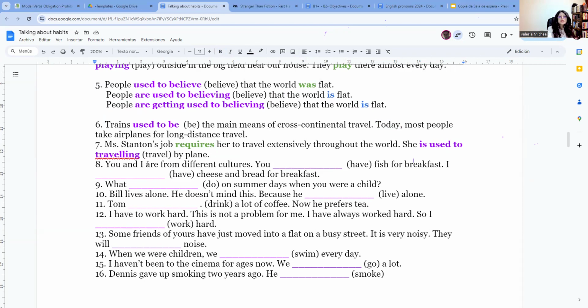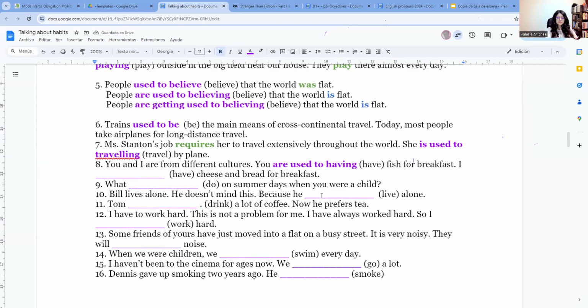All right, good. Then we have number 8. You and I are from different cultures. You, something, have fish for breakfast. I, something, have cheese and bread for breakfast. How can we fill this? Are used to have? Are used to have or to having? Having. Having, yes, ing form.